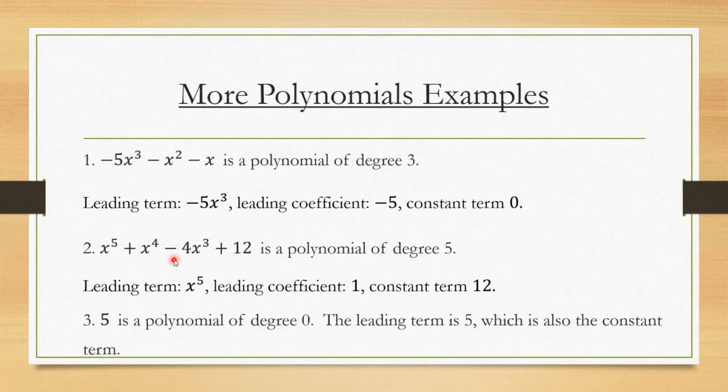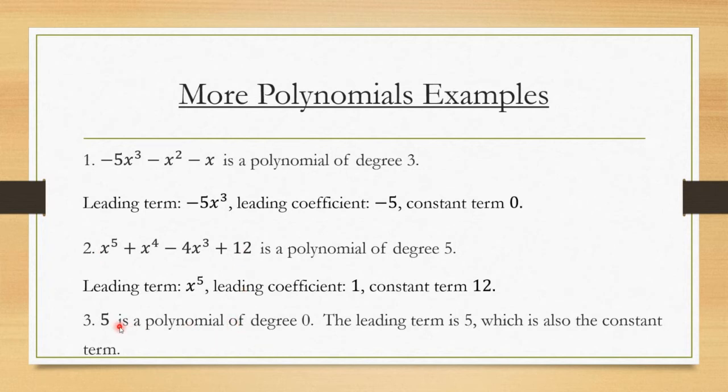Here's another one. Right, here's a polynomial. Now we have a bunch of monomials added together. This is a polynomial of degree 5, right? The term with the largest exponent of x, that's a 5. That's this term, x to the 5th, so it's the leading term. Leading coefficient's 1, and the constant term is 12.